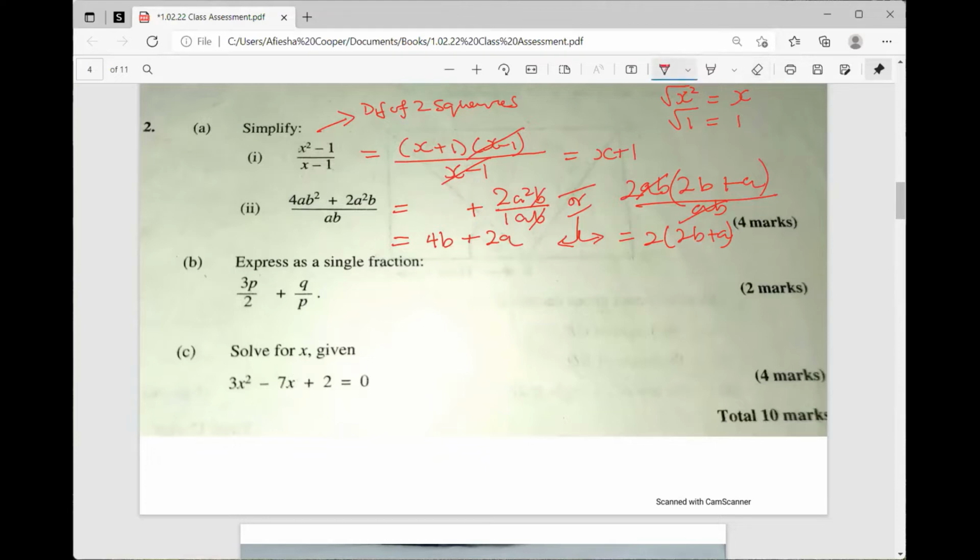for this one. 4ab squared over ab. 4 divided by 1 is 4. A and a cancel, meaning 1 minus 1 is 0. And 2 minus 1 is 1. That's how we end up with 4b. Yeah?